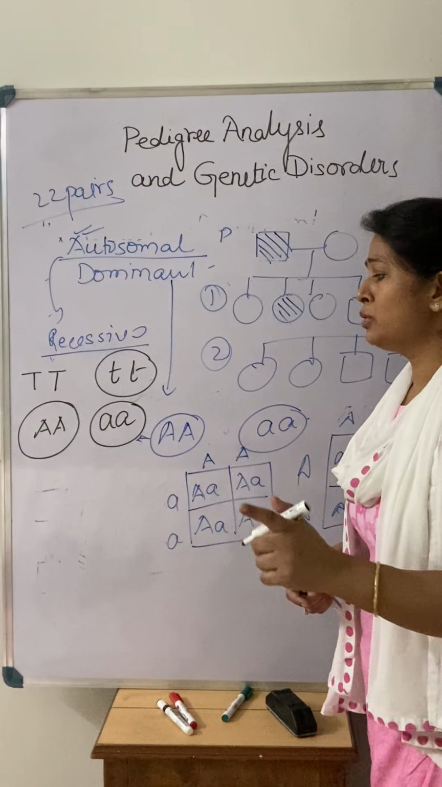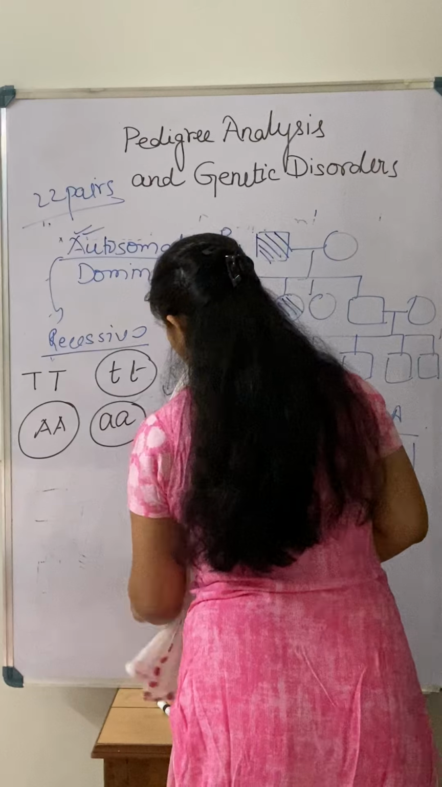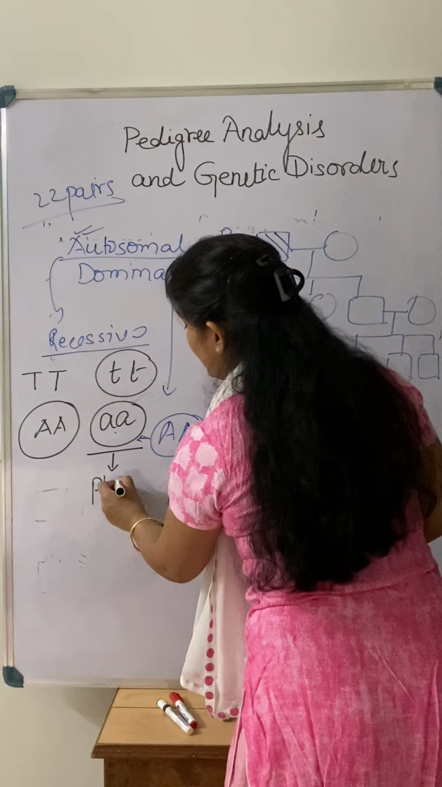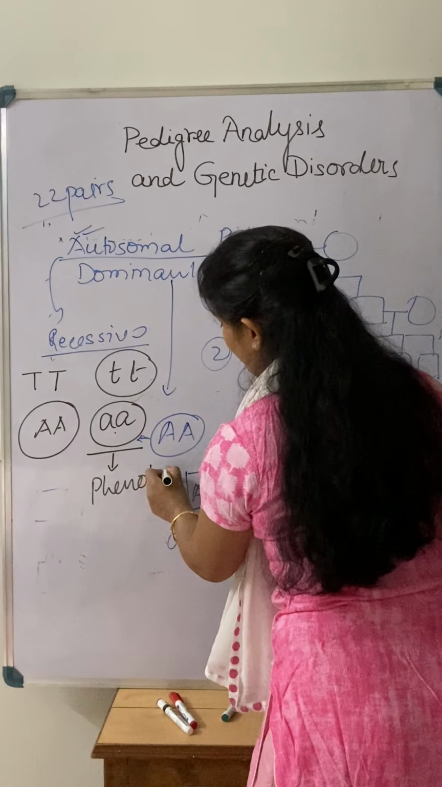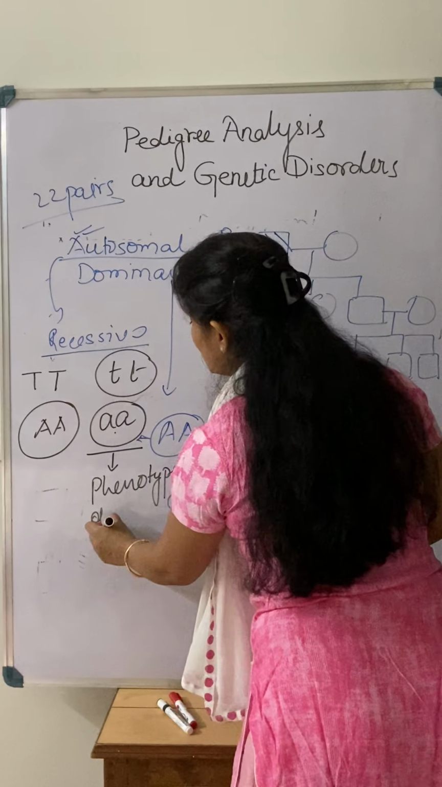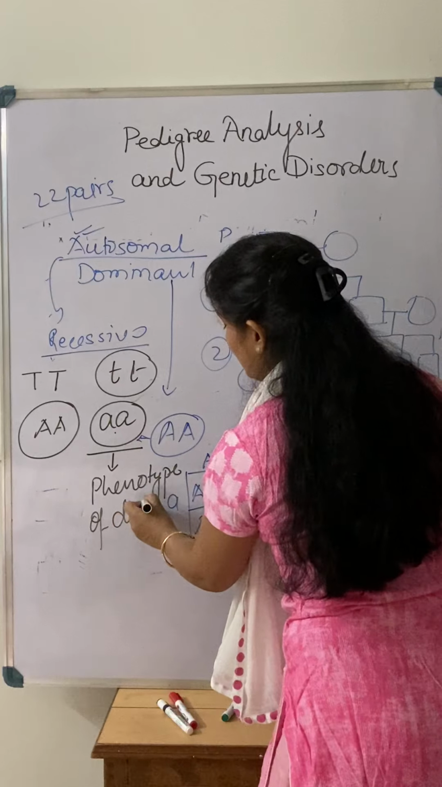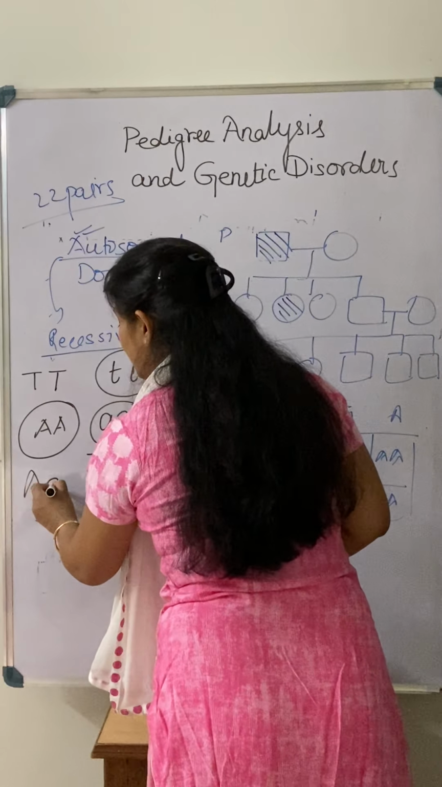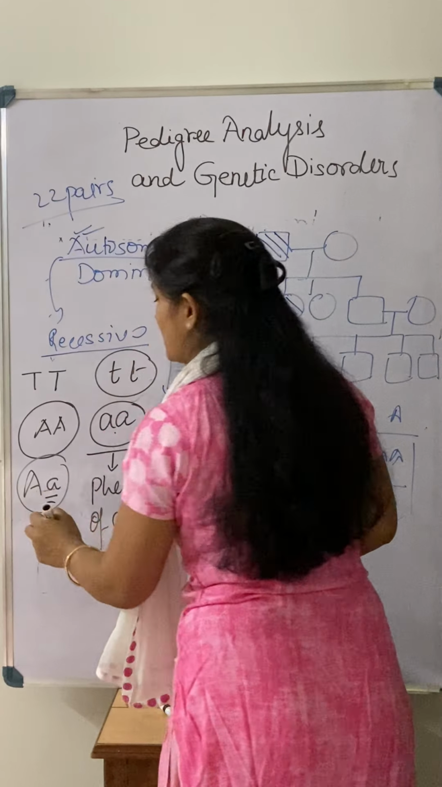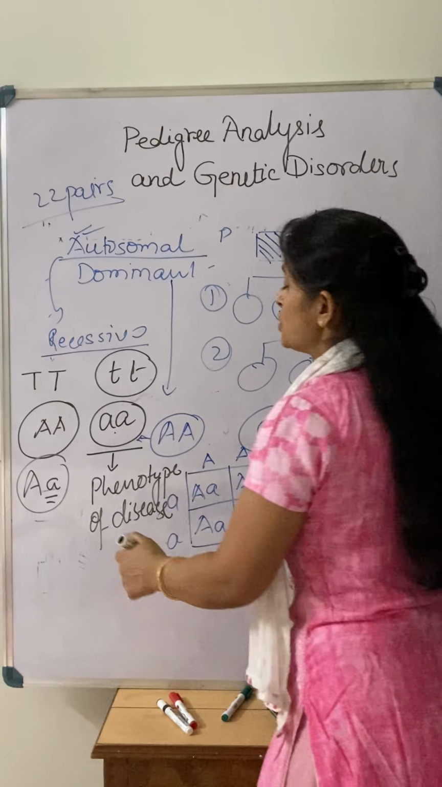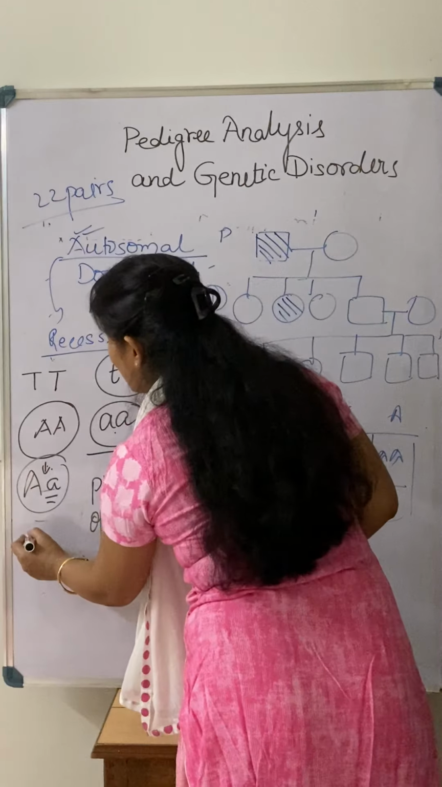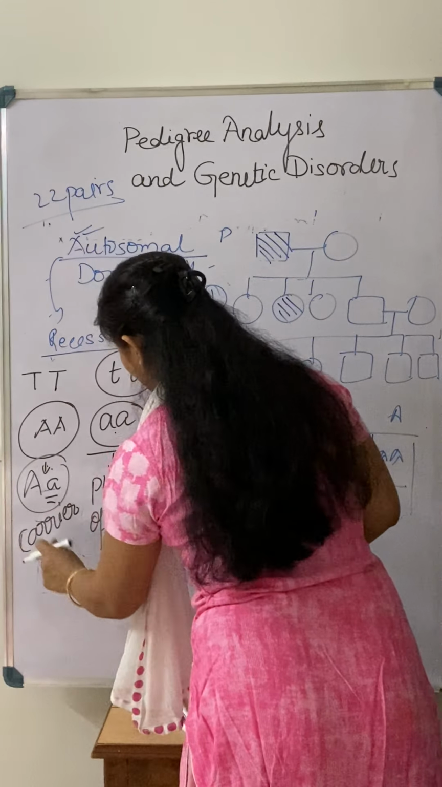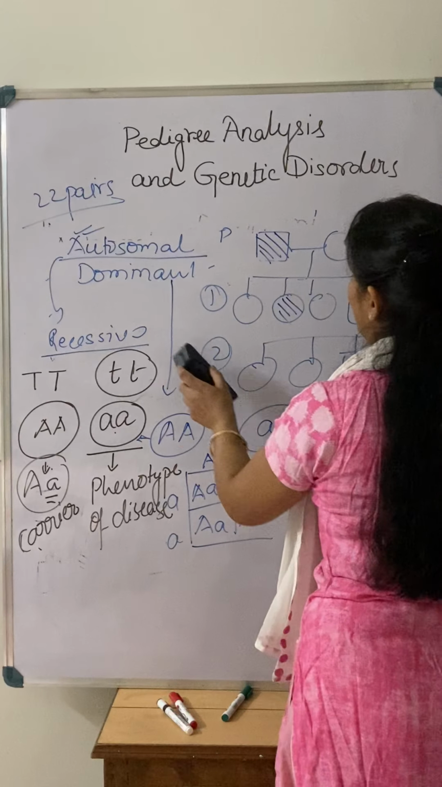In case of autosomal recessive, the genotype is this one, then only the phenotype of the disease will appear. And if the genotype is like this, meaning small a is present in one of the allele pair, at that time that person is the carrier of that disease. What is that? The carrier of the disease. Now you see by a pedigree.